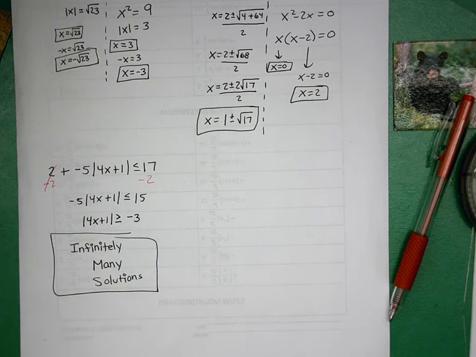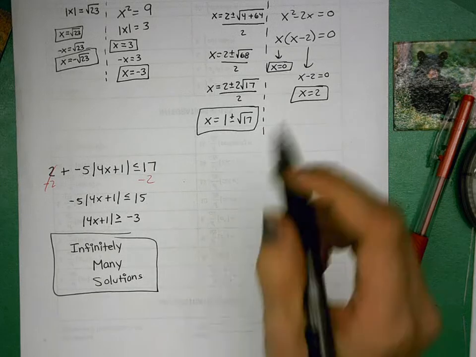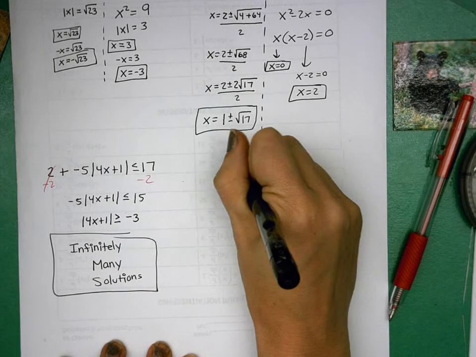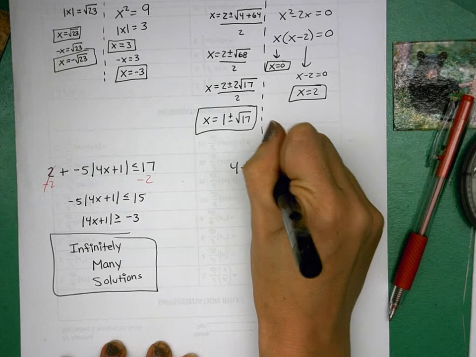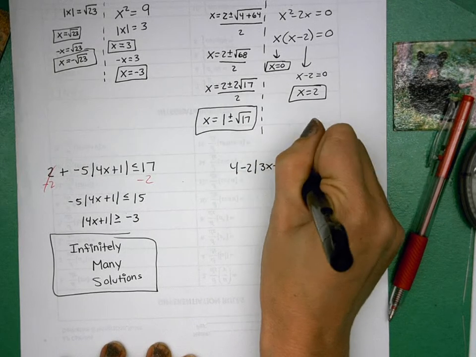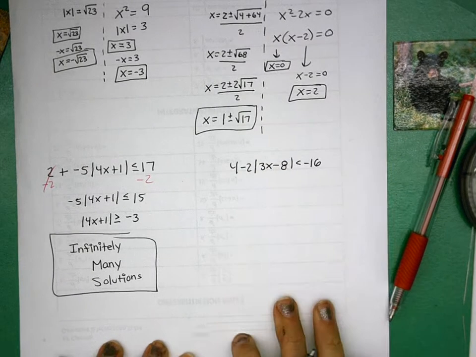Okay, let me go ahead and give you another here. Let's do 4 minus 2 times the absolute value of 3x minus 8 is less than negative 16. Okay, go ahead and pause the video, restart it when you are ready.